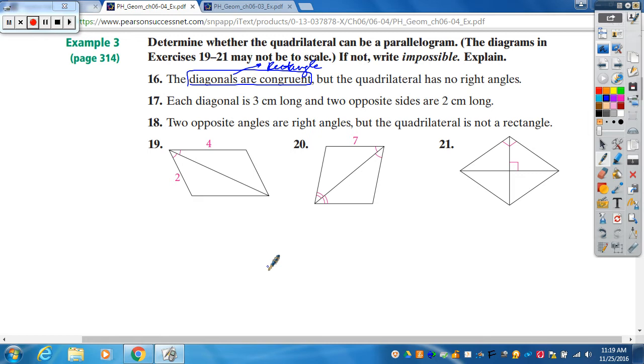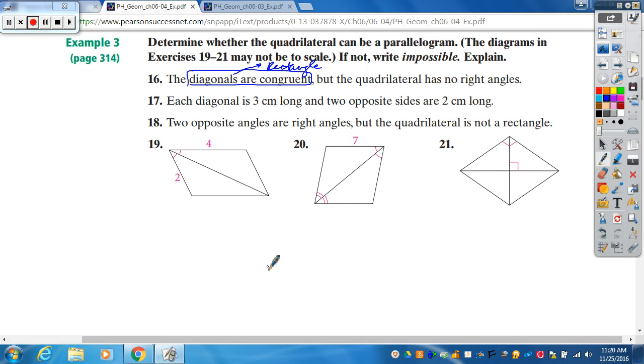Number 17, each diagonal is 3 centimeters long with the 2 opposite sides to be 2 centimeters long. And the answer to this one would be yes. This would be a rectangle again. If it's a parallelogram, it would have to be a rectangle, just with opposite sides of 2 centimeters long and the diagonals both being 3 centimeters long. Okay. So yeah, if it's a parallelogram, then it could be a rectangle with opposite sides of 2 centimeters long and the diagonals of 3.